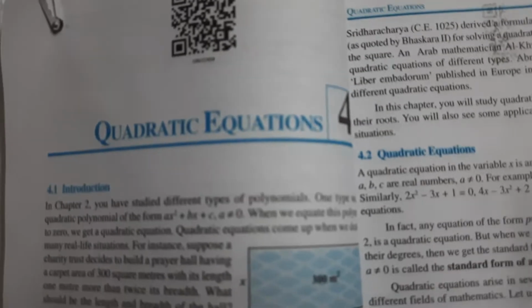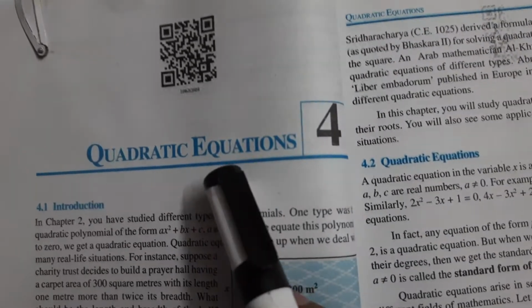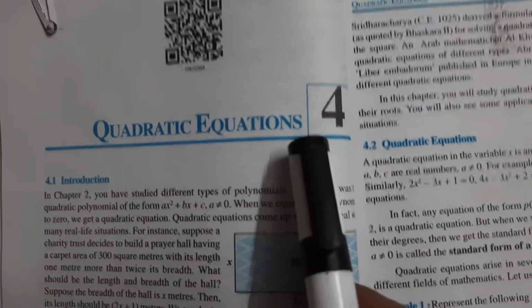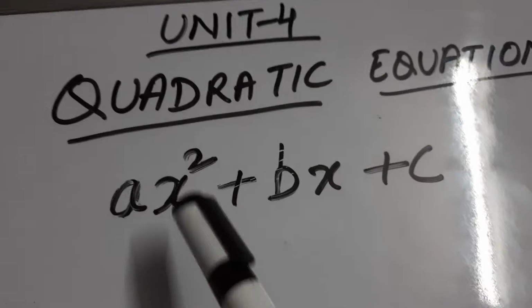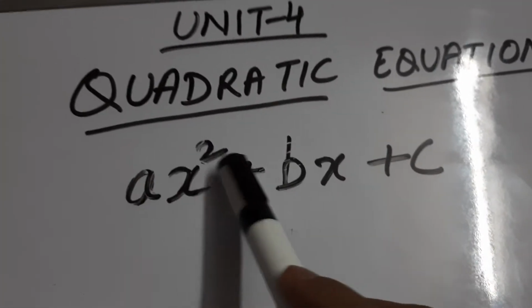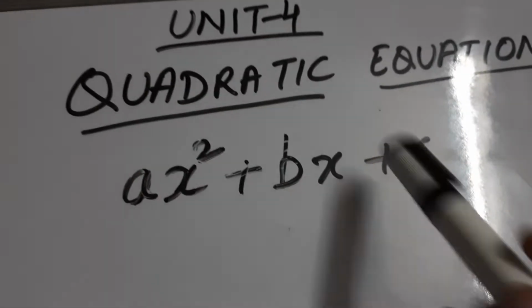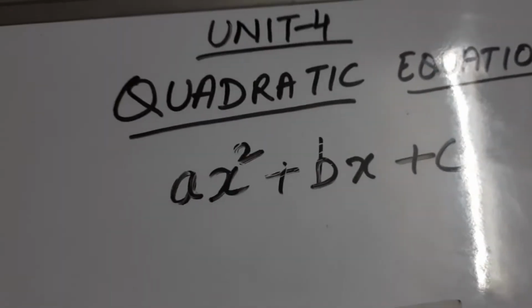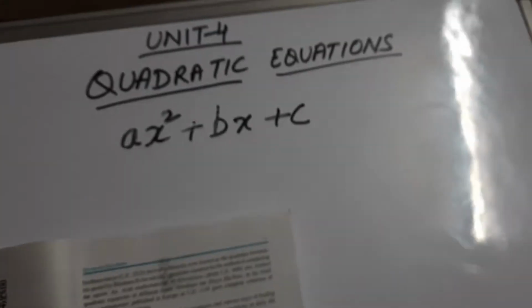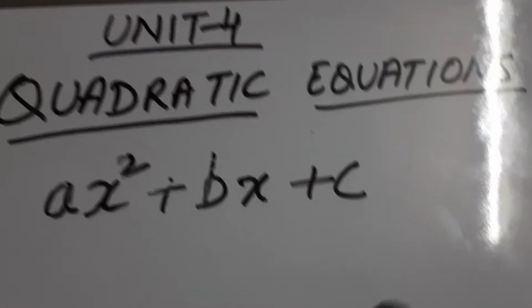Dear students, now we are going to start Unit 4, Quadratic Equations. What do we mean by quadratic equation? First of all, let us make it clear. Any 2-degree equation, an equation having degree 2, is known as a quadratic equation. But what is the difference between a quadratic equation and a polynomial?